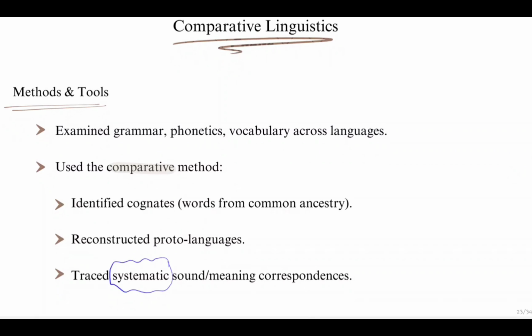As for their methods and tools, they basically examined grammar, phonetics, and vocabulary across languages. And again, they used the comparative method, that is, first identifying cognates, which are words from common ancestry, second, reconstructing proto-languages, and third, tracing systematic sound and meaning correspondences.